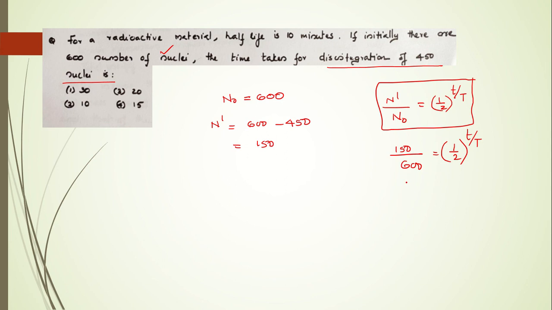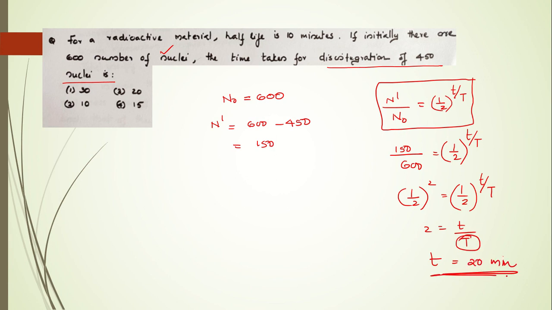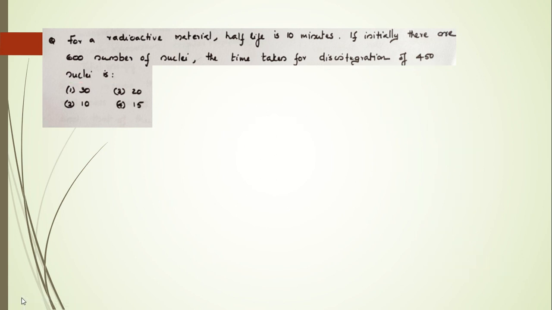So on solving, you get 1 by 2 to the power of 2 is equal to 1 by 2 to the power of t by T. That is 2 equal to small t by capital T. So that is small t is equal to, ഇവിടെ നമുക്ക് തന്നിട്ടുണ്ട് ഹാഫ് ലൈഫ് 10 minutes ആണ്. So 10 into 2 is 20 minutes as the answer. വളരെ പ്രധാനപ്പെട്ട ഒരു ഇക്വേഷൻ ആണ്, അത് ഓർക്കുക.